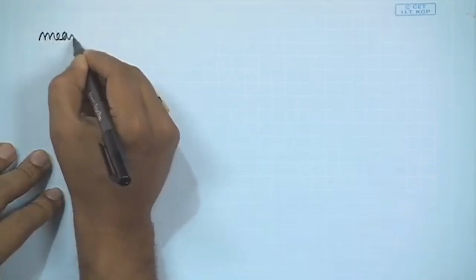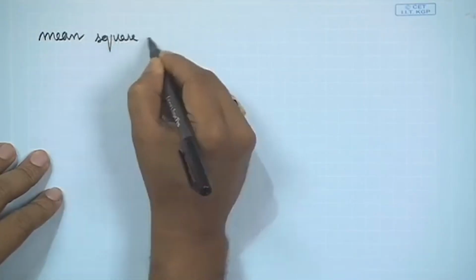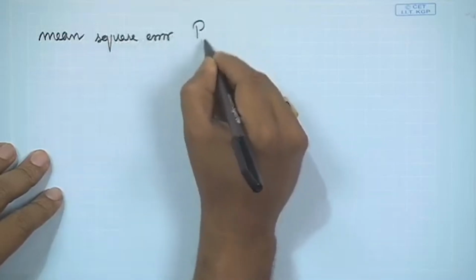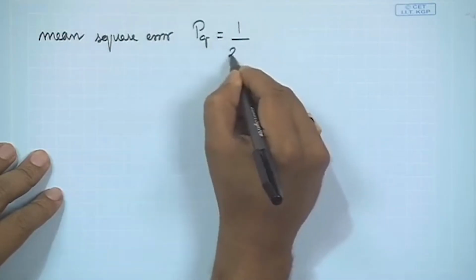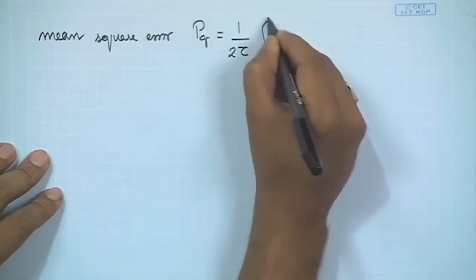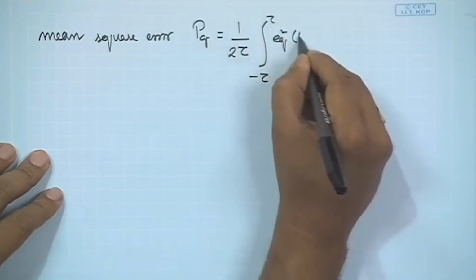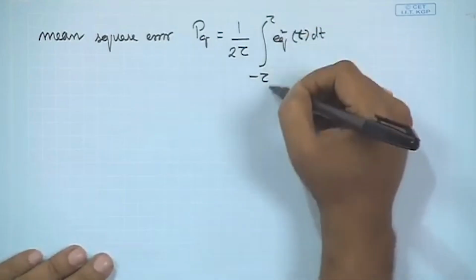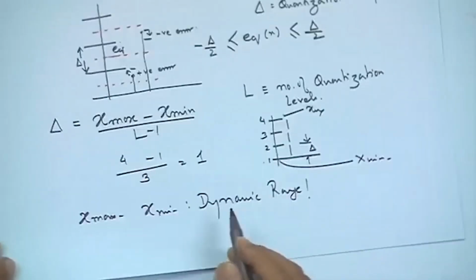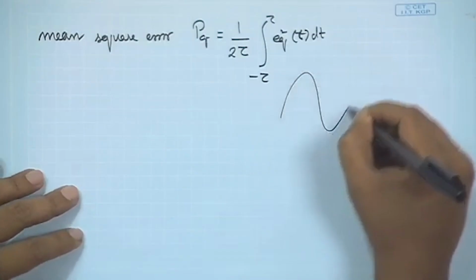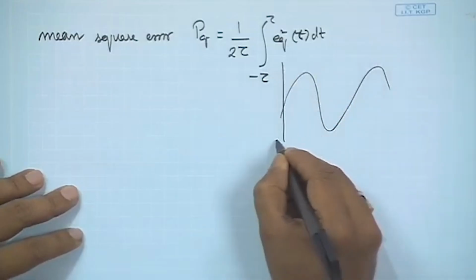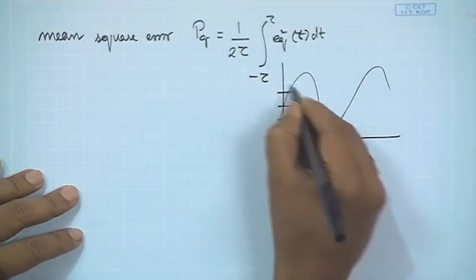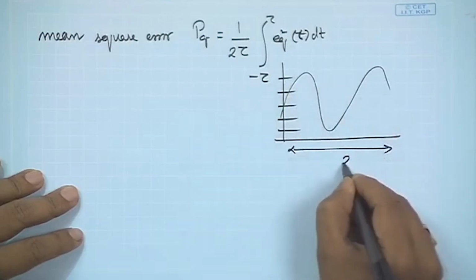So, what we are interested in is calculating the mean square error, which is represented by P_q, which is defined by 1 upon 2 tau integral from minus tau to tau of e_q squared of t dt. That means we are evaluating over a certain region of time. We are assuming that there is a signal, for example a sinusoid, with certain quantization levels, and we are observing it over a certain duration, which is 2 tau.